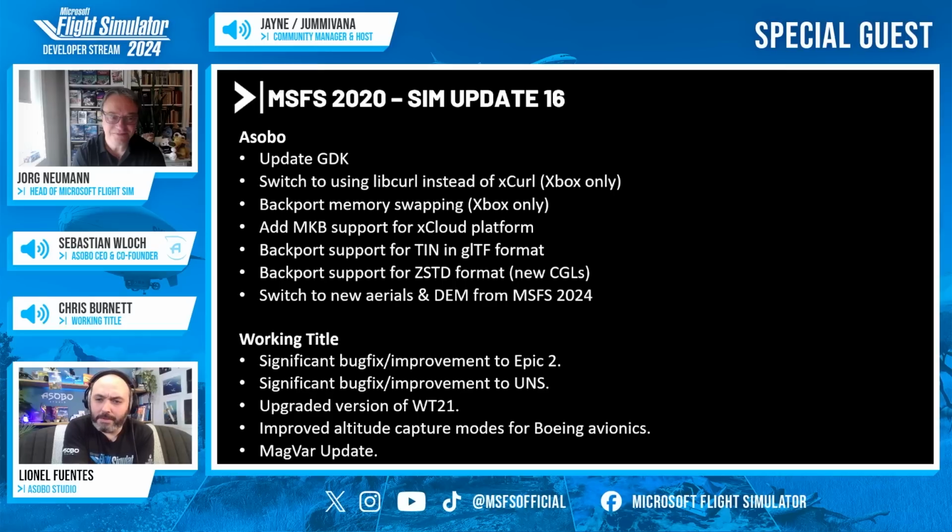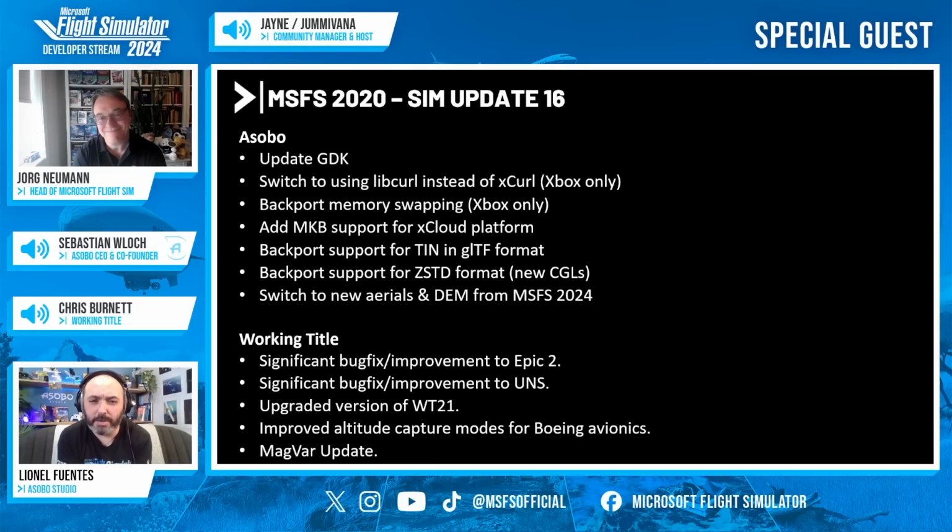So we'll be talking a little bit about Sim Update 16. As Jorg explained, we made some changes to Sim Update 16. So I will go quickly through the list. We're updating the GDK, which is the game development kit, what we use to build the game for PC and for Xbox. The reason we are doing this update is mainly because it brings some improvements when it comes to memory management. So in particular on Xbox Series S, we will have some more memory available for the title, which will improve its stability.